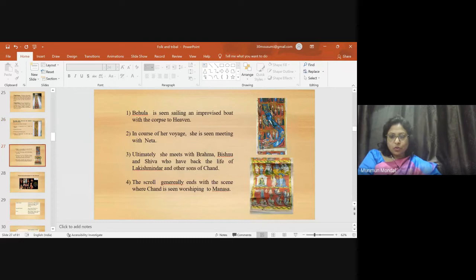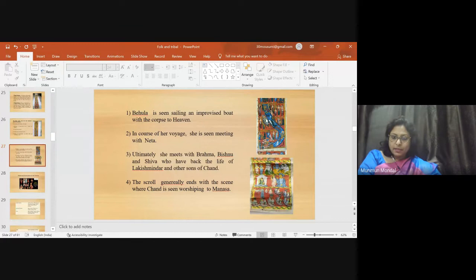I will narrate it in a more particular way. Here you can see Behula sailing an improvised boat with the corpse to heaven. When Lakshmindar was bitten by the snake goddess Manasha, his wife Behula carried him to heaven. This is the waterway. She is carrying the body of her husband to heaven. Now, in the course of her voyage, she is seen meeting Neta. So many people are met during the course.